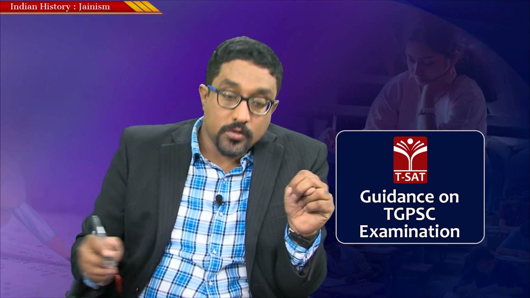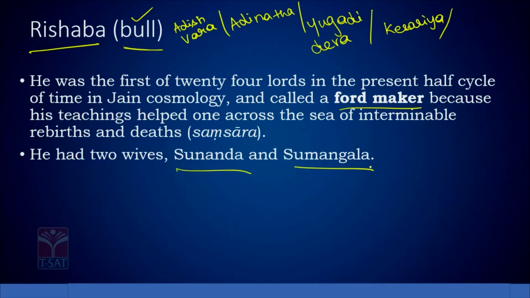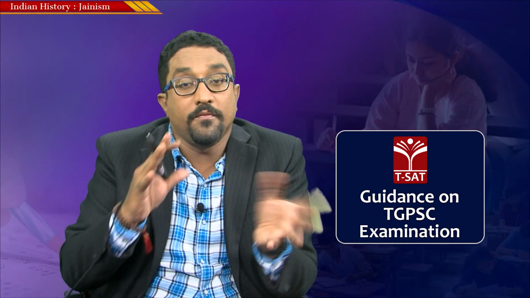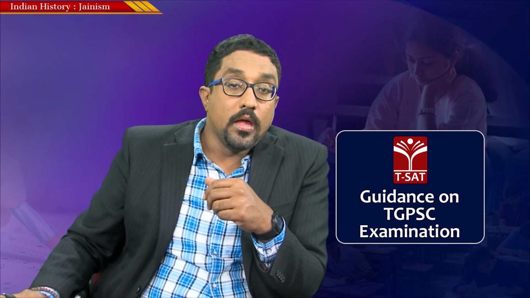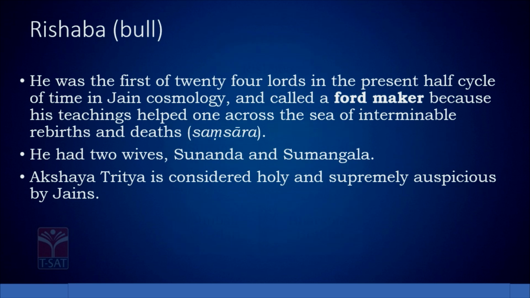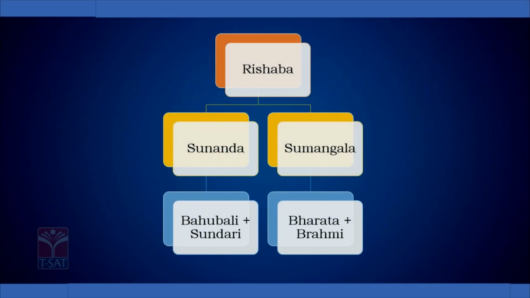Rishabhanatha had two wives, Sunanda and Sumangala. Rishabhanatha is also mentioned in the Bhagavata Purana as Narayana, a name which is associated with Lord Vishnu. Akshaya Tritiya is the day when he attained his salvation. It's considered very holy and supremely auspicious by Jains. Rishabhanatha attained his Kaivalya on Akshaya Tritiya, which even today remains one of the most important festivals, both for Jains and Hindus.